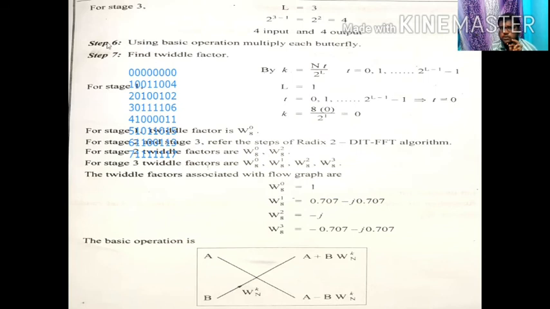Okay, next we move on to step 6: using the basic operation of multiplication in each butterfly, that is, the complex multiplication of each butterfly. This is based on the general butterfly diagram, the basic butterfly diagram. Here it consists of inputs A and B and two outputs. On the input side you add the twiddle factor, that is W_N power k. For DIT, you multiply the twiddle factor with input B. So the outputs become A plus B W_N^k and A minus B W_N^k. This is the basic radix-2 butterfly structure.